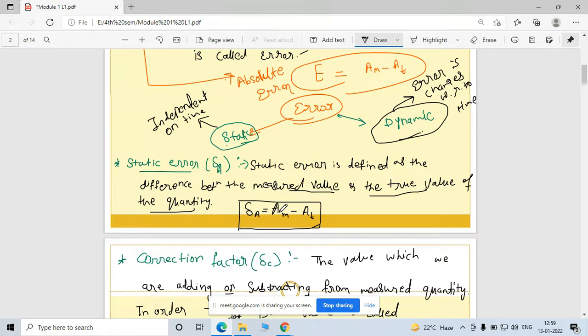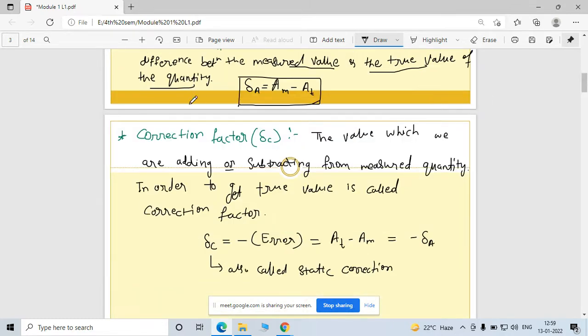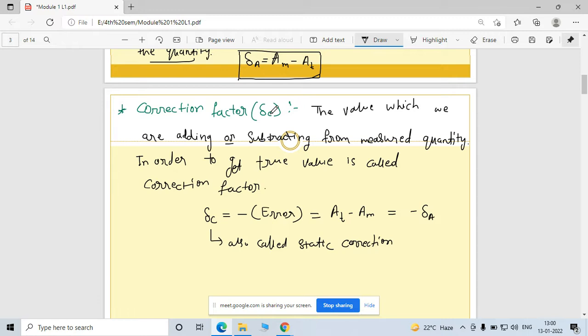The measured value is the value which you measure on the spot, and the true value is the actual value you get theoretically. Whatever the difference between these two is the error introduced by your instrument or by the atmospheric conditions. Now how to correct it? There is also a correction factor, which you can express as minus of error.